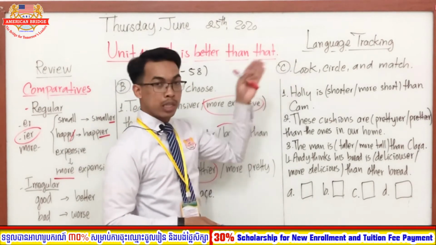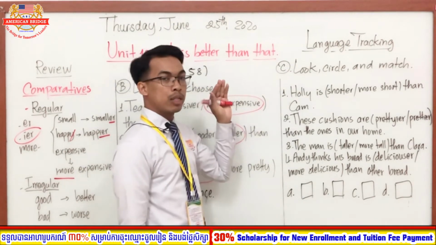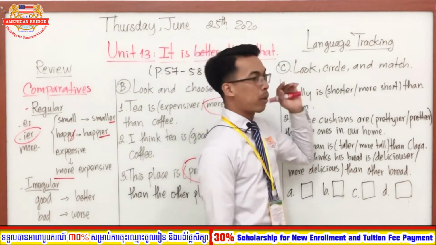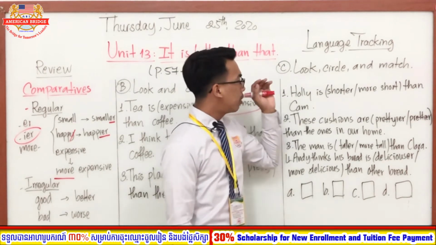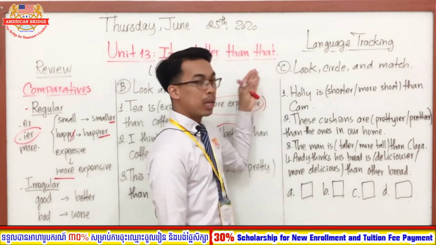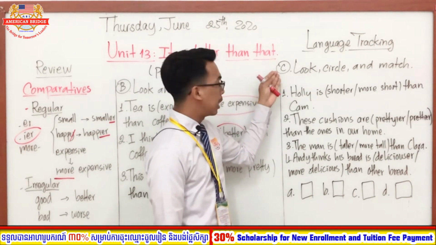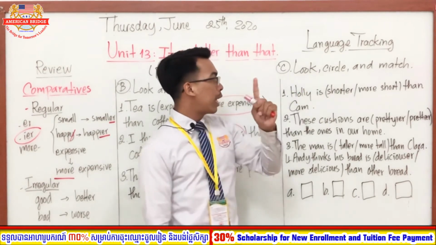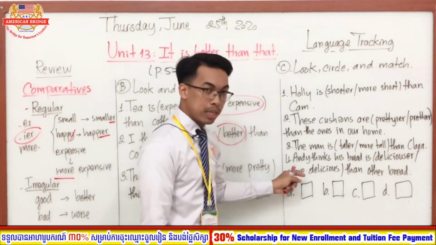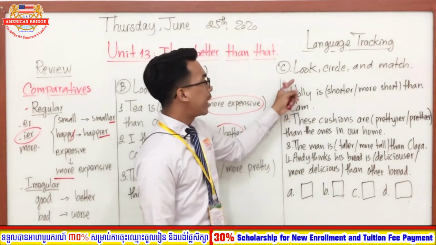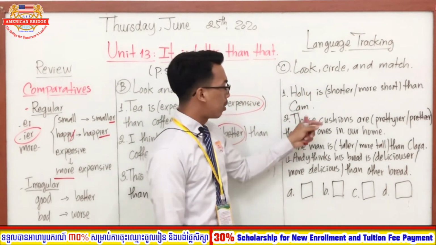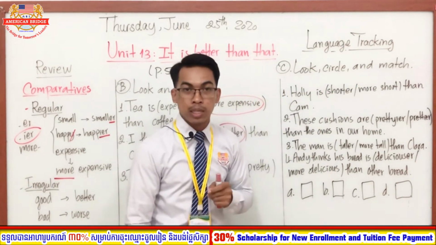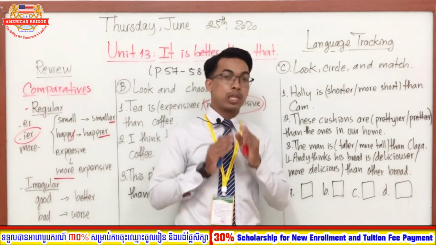Okay, let's move on to the next page, page 58. You can open the book on page 58 altogether. So now let's move on to language tracking. In language tracking, teacher would like all of you to focus on section C. Look, circle and match. So you have 3 steps. The first one, you have to look at the sentence correctly. And then after that, you have to circle the correct answer. And the last one, you have to match the picture with the correct sentence. Okay, everyone? Very good. So now let's practice all together.